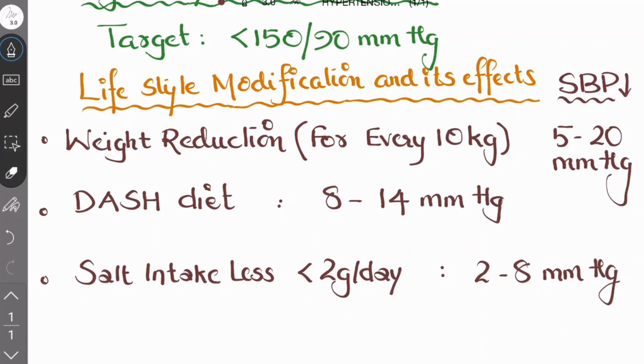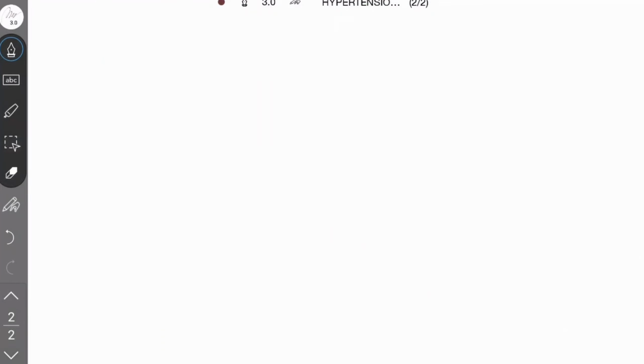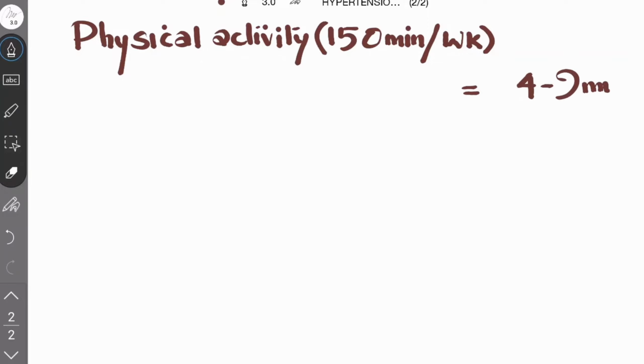Similarly, physical activity, that is 150 minutes of physical activity per week, can reduce the BP around 4 to 9 millimeter of Hg.